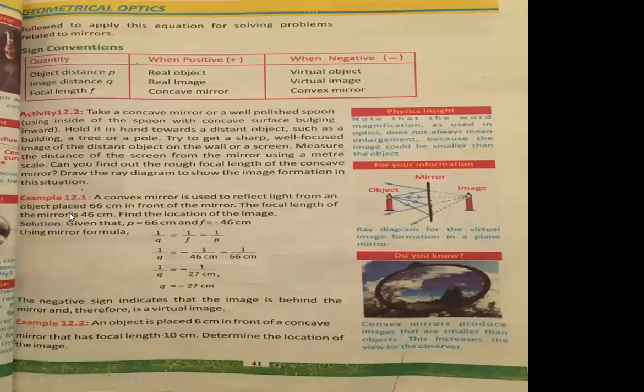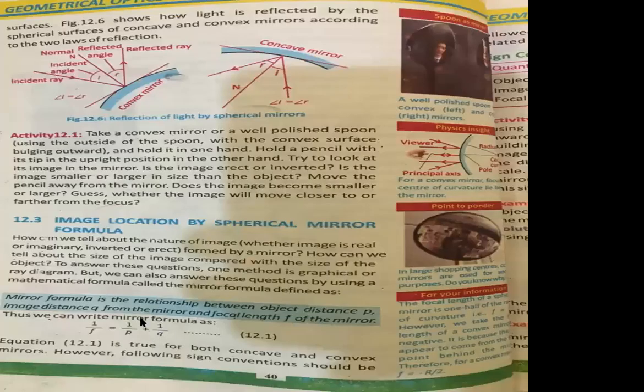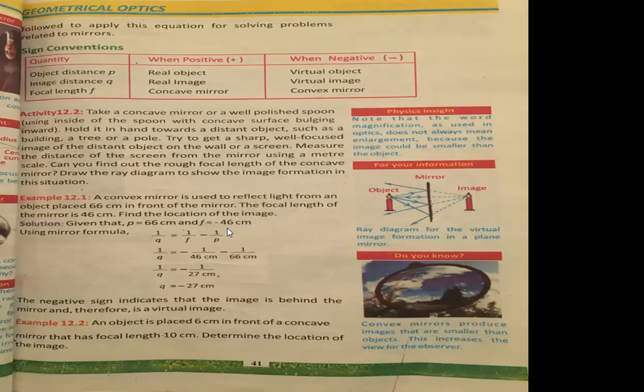So, we discussed example 12.1. We use this formula since we want to find out q. So I separate out q from the formula 1 over f equal to 1 over p plus 1 over q. I take 1 over p to the other side, so 1 over q is equal to 1 over f minus 1 over p. Since this is a convex mirror, f is taken as negative, so minus 46, because focal length is negative in the case of a convex mirror. I use this formula, cross multiply, and q will be negative. This q indicates that the image is behind the mirror, and therefore the image is a virtual image.